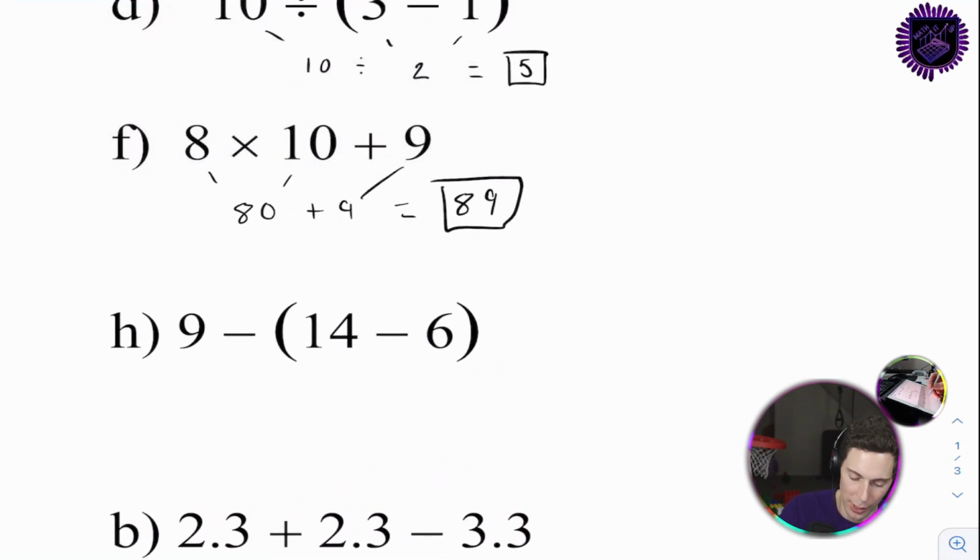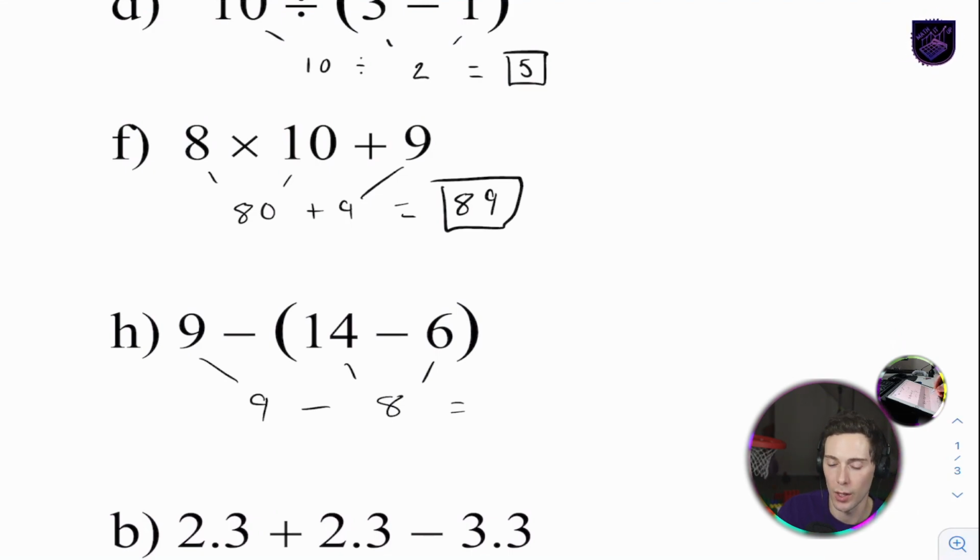H. Brackets once again. Now brackets, it's an important lesson, right? This is one of the reasons why we're focusing on this, because we've got to drill this in. If there are brackets, you must do the things within the brackets first. 14 minus 6 is going to be 8. And then 9 minus 8, right? We drop down our 9. Minus 8 is going to be equal to 1. No problem so far.